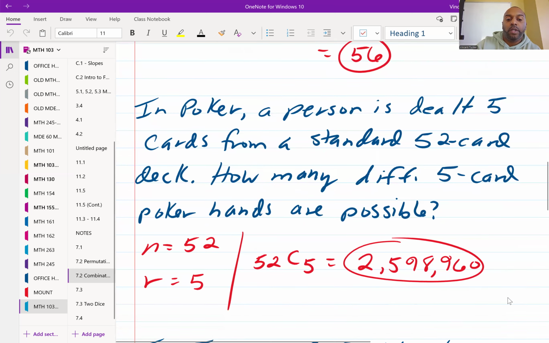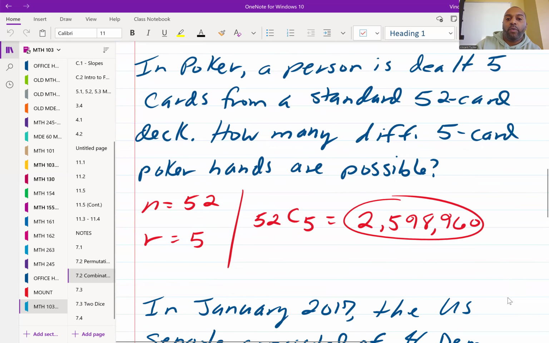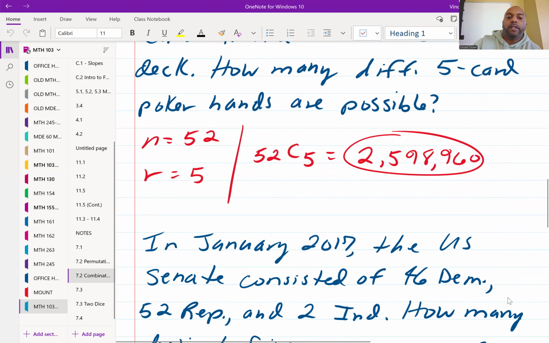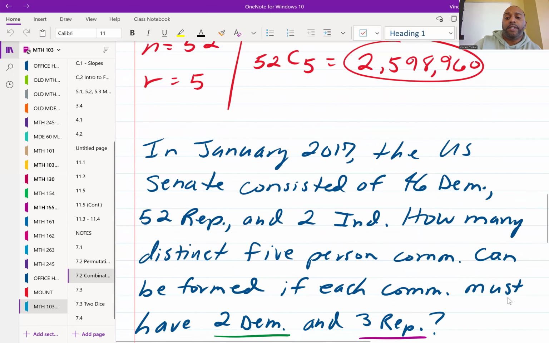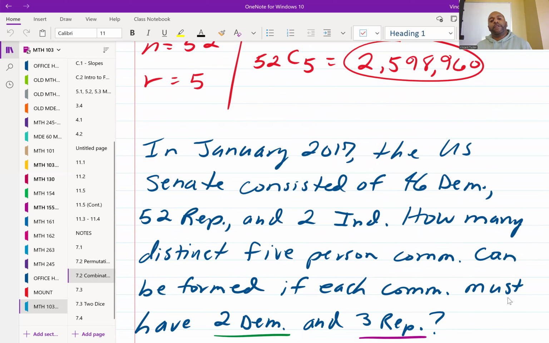All right, everybody good on that one? Got one more. We should be okay. In January of 2017, the U.S. Senate consisted of 46 Democrats, 52 Republicans, and 2 independents. How many distinct 5-person committees can be formed if each committee must have 2 Democrats and 3 Republicans?